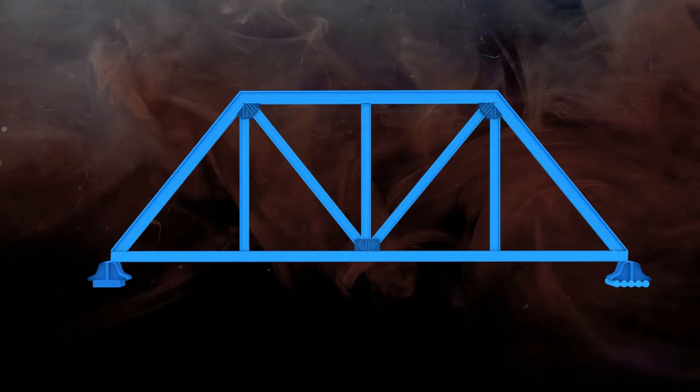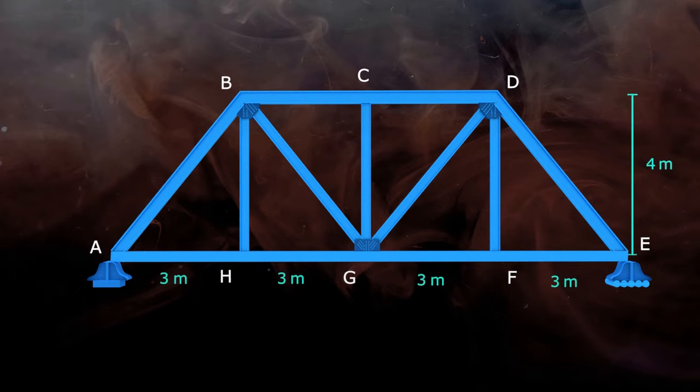For reference, give the joints some names. Suppose the length of these members is 3 meter and the height of the truss is 4 meter. Due to the combined weight of the structure and vehicles, an external load of 6000 Newton is acting on the lower joints of the truss, H, G and F. Then find the forces acting in members CD and GF.